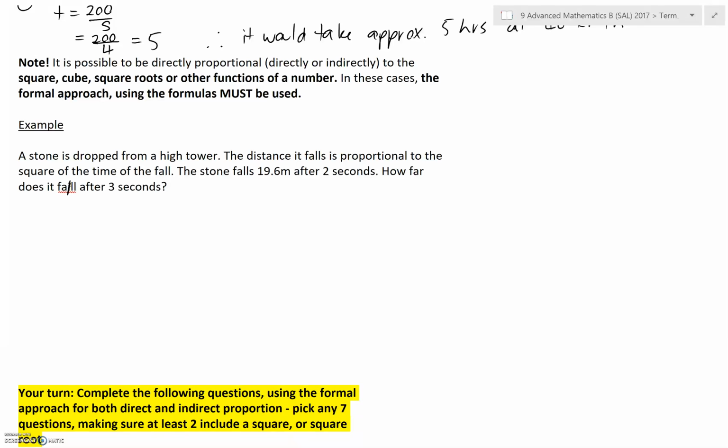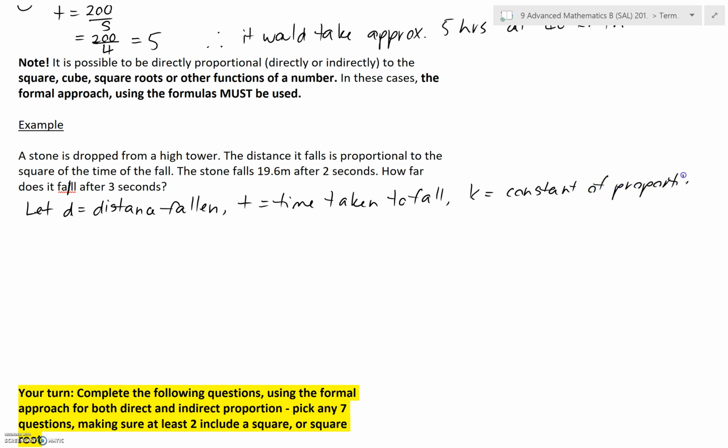Now, if we have a think about it, the faster it falls, the further it falls. The more time it's fallen, the more distance it's going to have fallen. So it's going to be directly proportional here. Both of them are going to be increasing. But before we do any of that, let us write our variables. We're going to let d equal the distance fallen. We're going to let t equal the time taken to fall. And we are going to again let k equal our constant of proportionality.